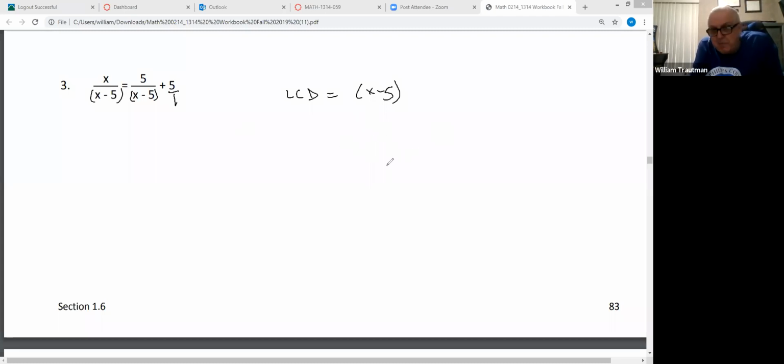So okay, getting back. We found the LCD. Now we have to multiply. So I'm going to rewrite everything, but I'm going to spread it out.